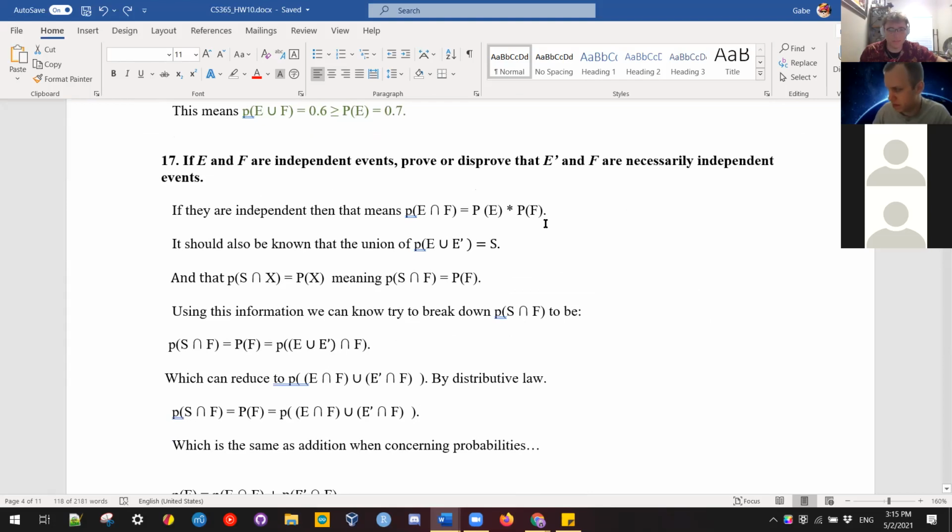Oh, I hated this one. This one sucked. So independent events basically means this. I had to look it up in the book. The intersection is just this times this. And then it's also known that the union of both of these events is just the set, because you either have E or you have anything else, and so that's just the set. You could think of it as like a circle.